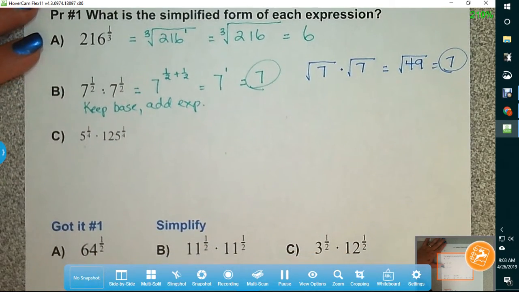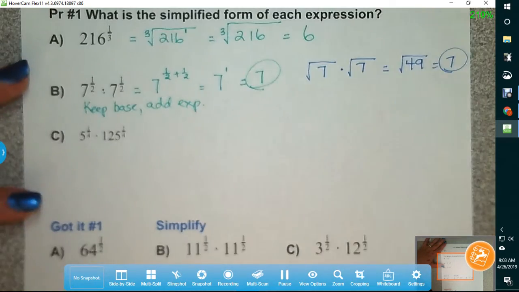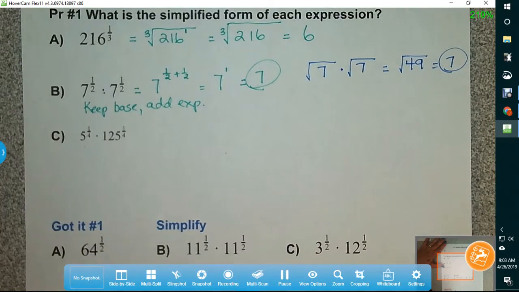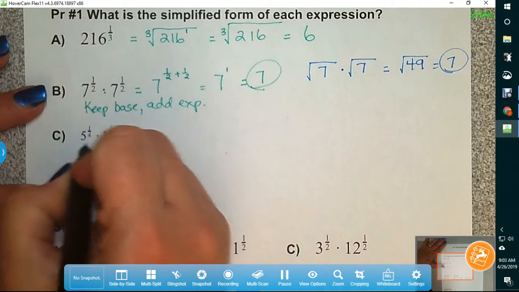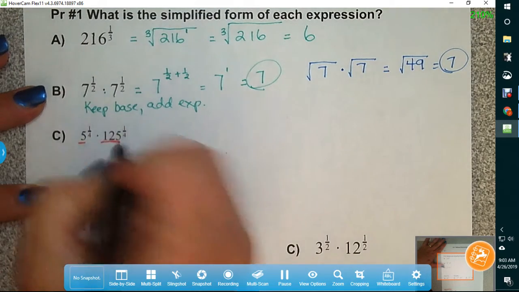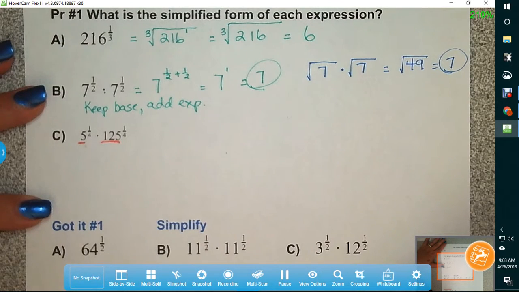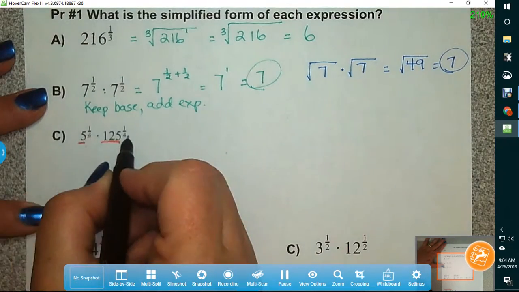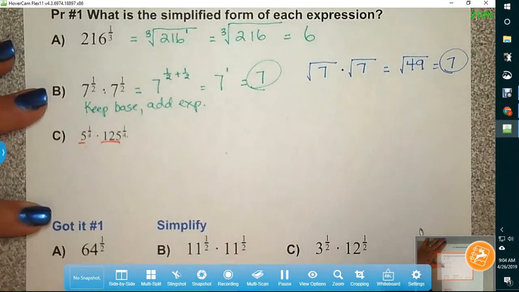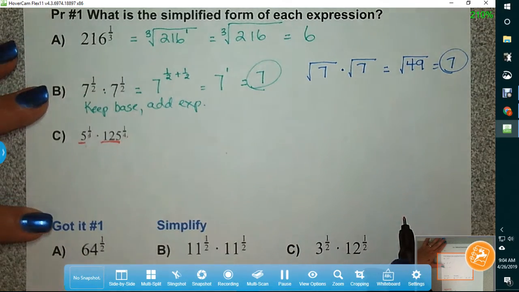All right, for part C, this is also a multiplication problem, but the problem is my bases are not the same. So you've got two options. You can try to make your bases be the same, or you can work it in radical form. And I can do it in radical form because the denominators for both fractions are the same. So I know that both of these are 4th roots.